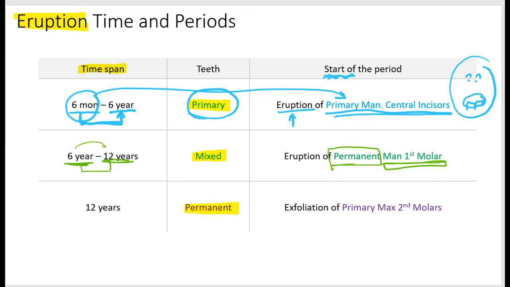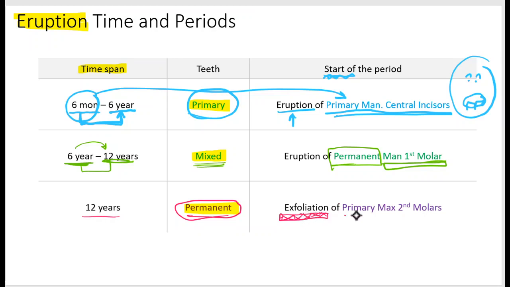So from 6 to 12, the mouth, the arch, would have both primary and permanent teeth. That's why we call it mixed dentition. So we'll have these, and the teeth keep growing and growing as we keep erupting permanent ones until we get all of the deciduous teeth falling, and that is when we have our permanent-only period, and that is when the last primary tooth would fall, and that's why we call it exfoliation, and that's like the fall of the primary teeth.